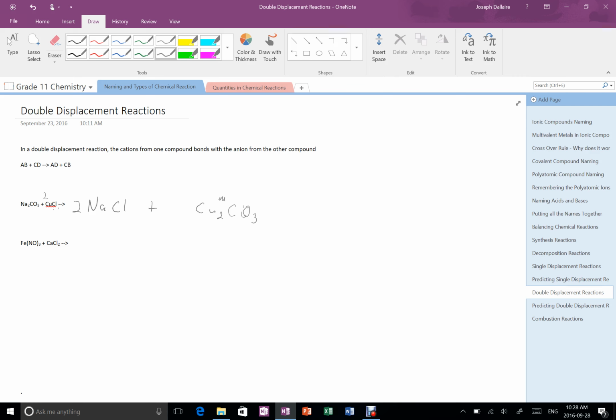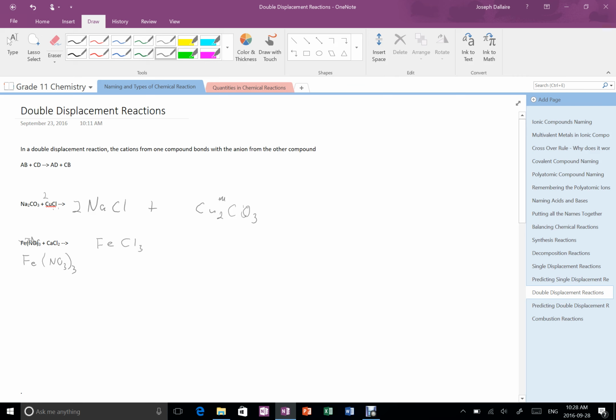Here, iron nitrate and calcium chloride. So the iron's going to take the calcium's place. So keep careful here, that was iron 3. Oh, sorry, that shouldn't be like that. I'm going to just fix this before I get too far here. It should be iron nitrate, and let's make it iron 3 for the sake of this example. So the iron was iron 3, so when it combines with the chlorine, it'll be chlorine 3, like that.